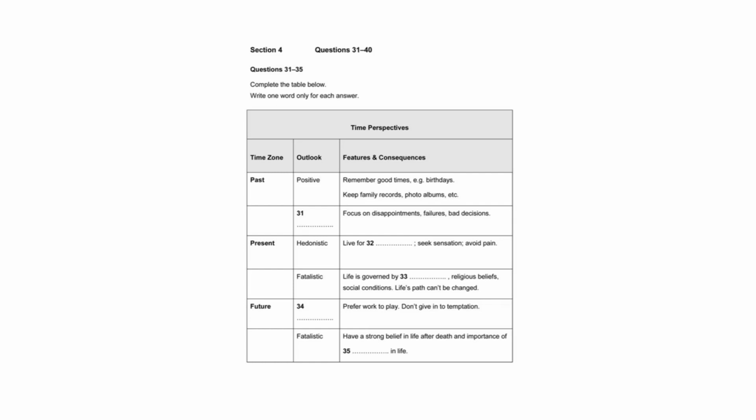Listen carefully and answer questions 31 to 40. Today, I'm going to be talking about time. Specifically, I'll be looking at how people think about time and how these time perspectives structure our lives. According to social psychologists, there are 6 ways of thinking about time, which are called personal time zones.